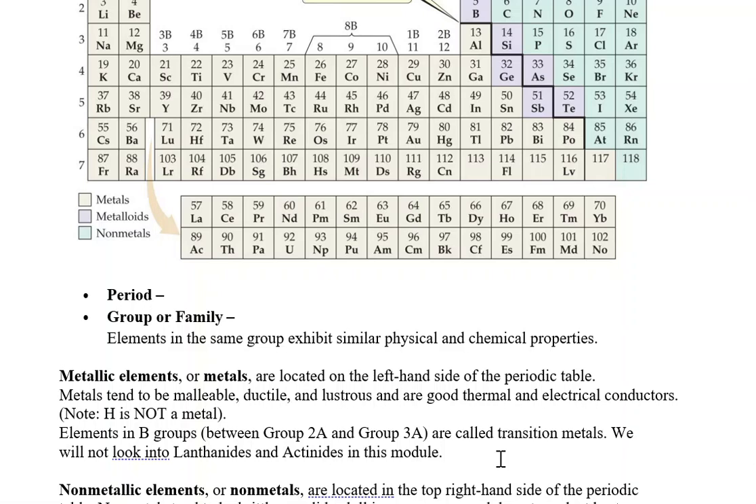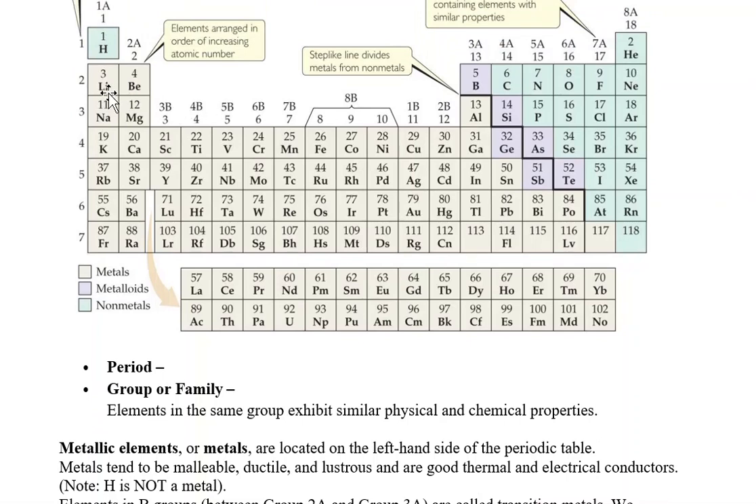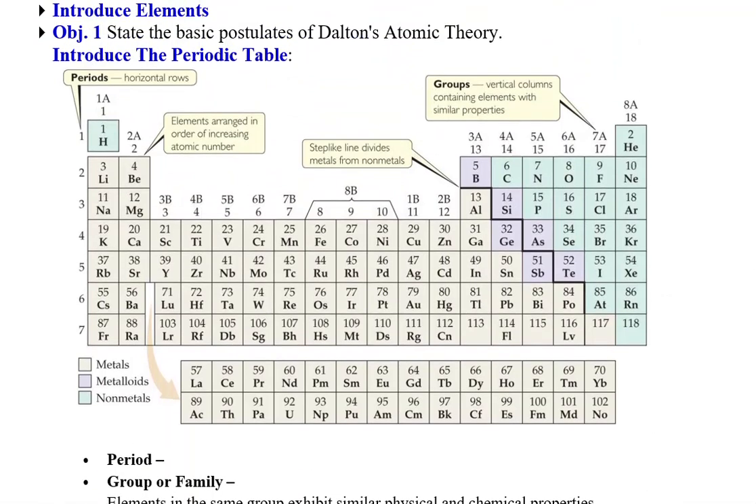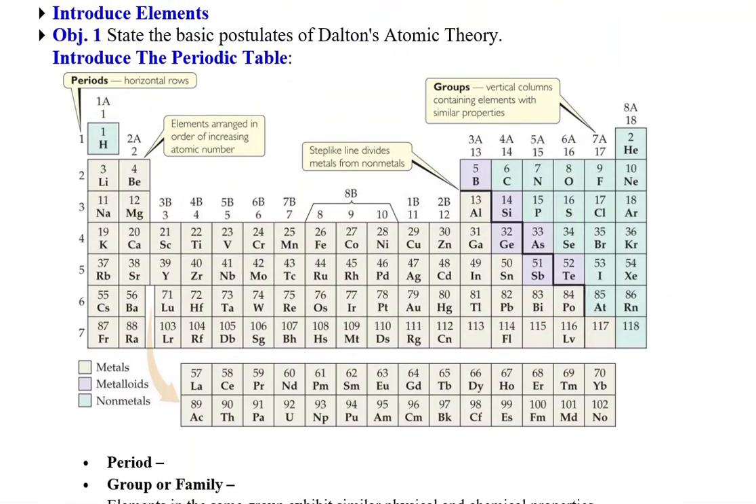And once again, I will mention that even though hydrogen is off on this far side, it's above the table there, get a picture of it. Even though it's over there, that is not a metal, that's a non-metal, so keep that in mind. Non-metallic elements or non-metal elements, they're located in the top right-hand side of the periodic table. They tend to be brittle, they are dull in appearance, and they don't conduct electricity or heat well. And of course, there are exceptions to all of these rules, but that's a good starting place. So there you have your introduction to the periodic chart of the elements.